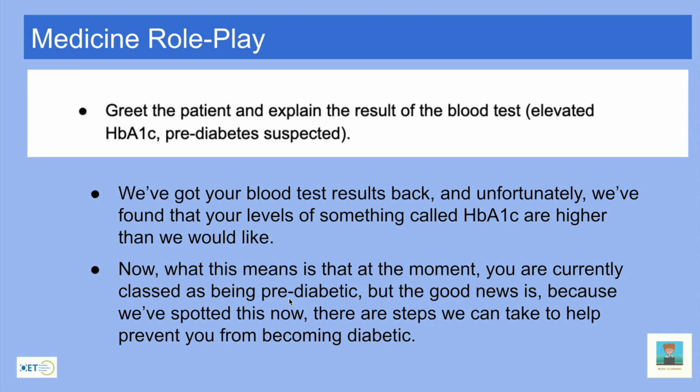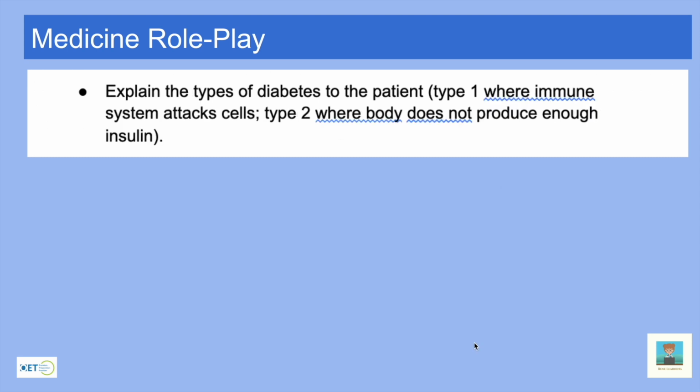You've given them the message that they are pre-diabetic, but trying to be optimistic, the good news is they can take steps to prevent themselves from becoming diabetic. I'm using "we" so that it's nice and inclusive. It's not them alone. You're going to be helping them.